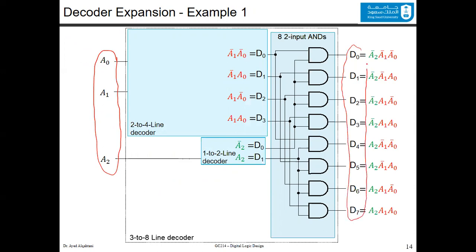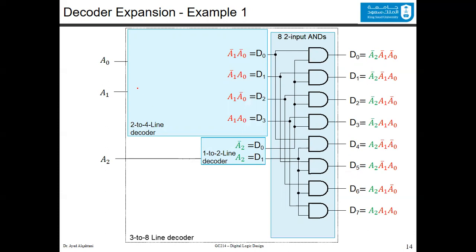So the data starts from D0 to D7. The outputs are from D0 to D7, and the inputs are from A0 to A2. And you can see the minterms for D0. It's like the index of the minterm: A0 bar, A1 bar, and A2 bar. Similarly for D1, A0, A1 bar, A2 bar. For the 2, let's take an example. For example, the 5. We know the 5 in binary is like this. So it's going to be A0, A1 bar, and A2, and so on.